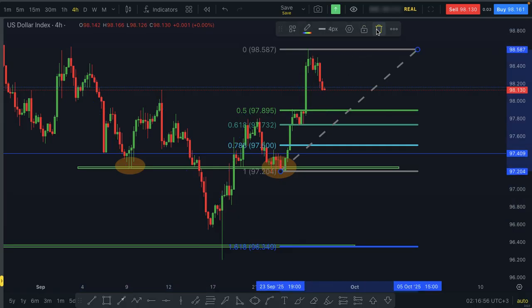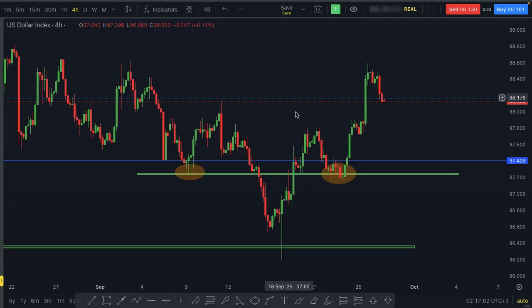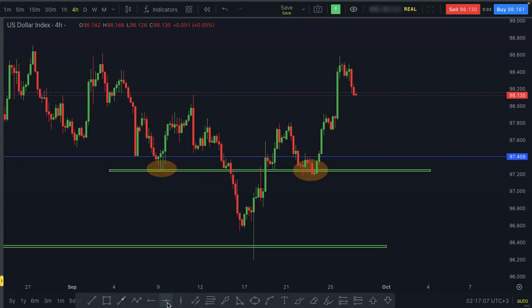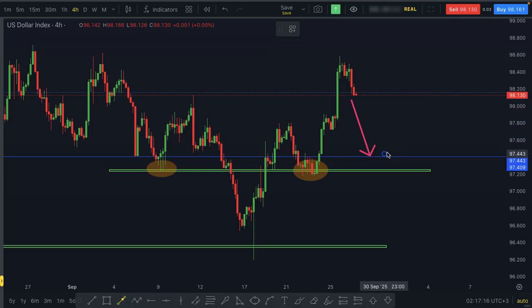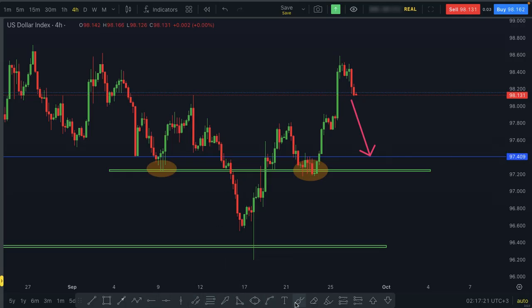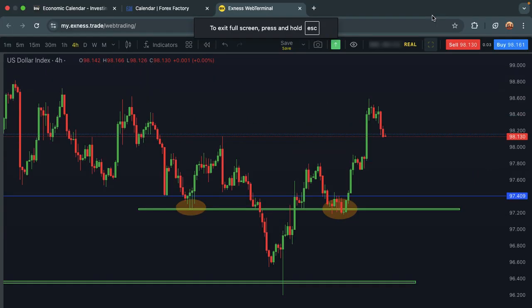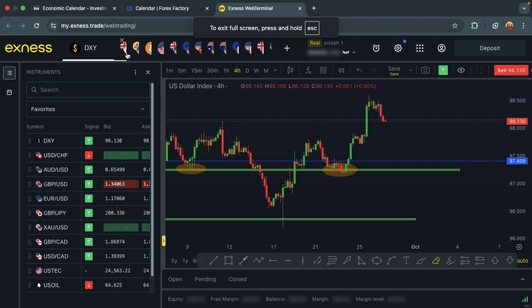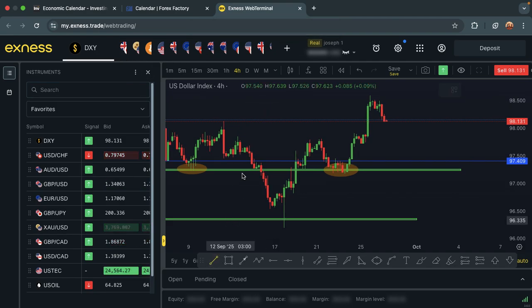So let me first get these ones all erased. Because we already have a direction established, we are expecting this market to reverse a bit lower, and then finally get long positions around here. I personally don't trade the DXY. I only trade its dollar crosses, so I normally use it for analysis, and this is why I'm trying to give you some of the indications of where the market could be heading to.